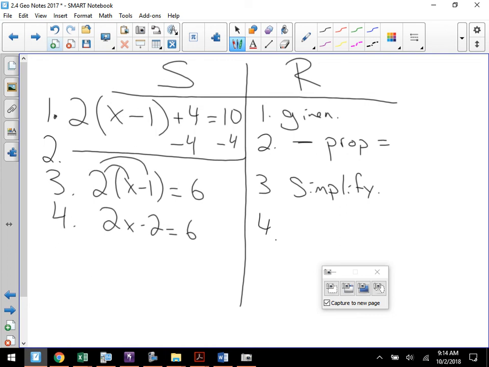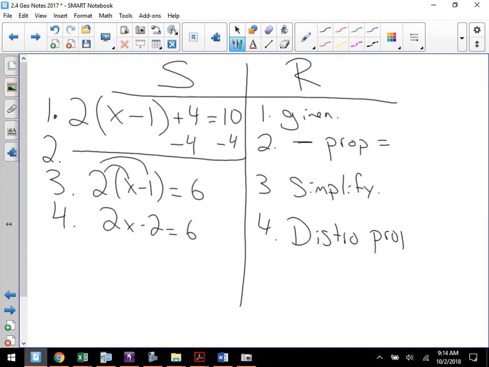Did I distribute things to both sides of an equal sign? So is it ever going to be distributive property of equality? No. So here's what I write out for distributive property. This is a good abbreviation. Distro property. Very simple. Distro property.